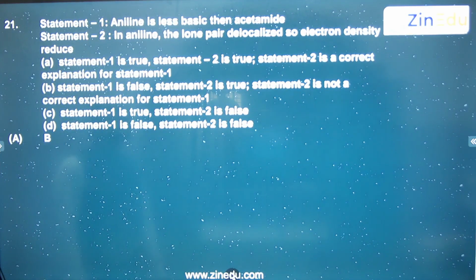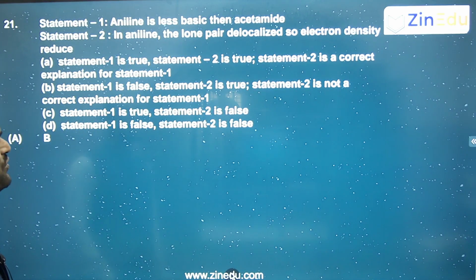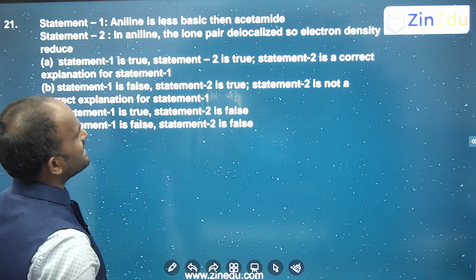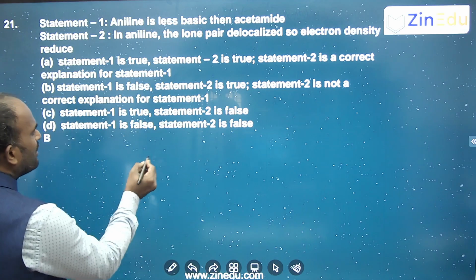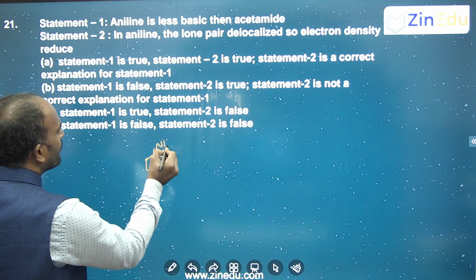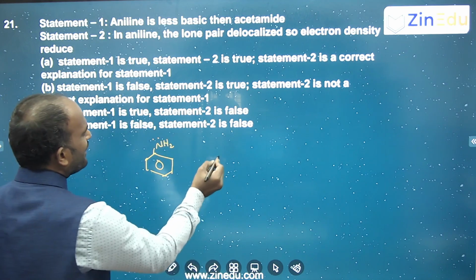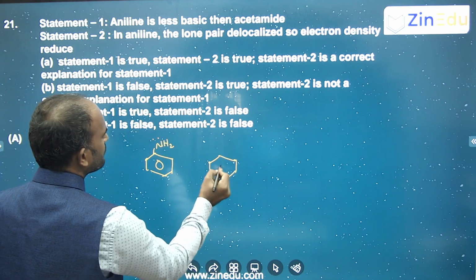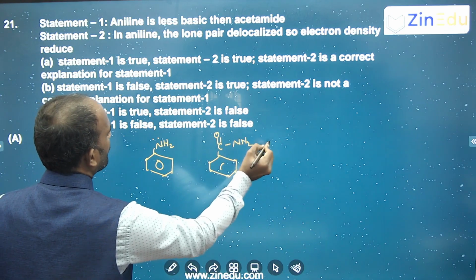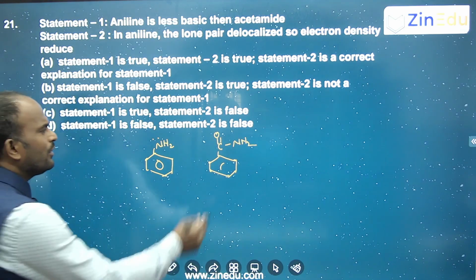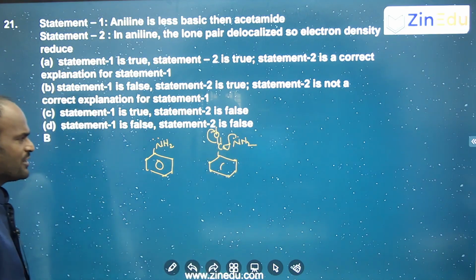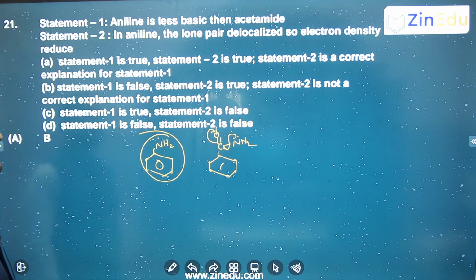Next, aniline is less basic than acetamide. That's a false statement, because aniline is a base, whereas acetamide is going to be a salt. So here the lone pair of electrons, when the bond is polarized, is involved in the conjugation. This is the better base when compared with acetamide.